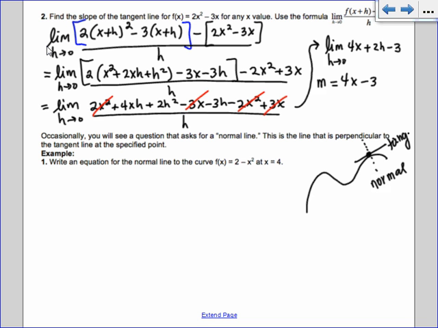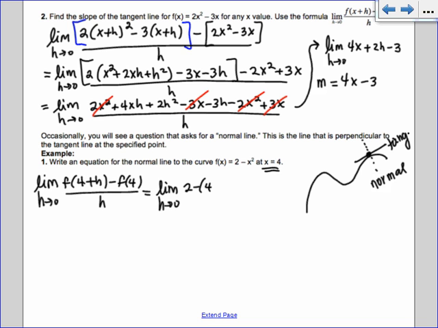So you're going to do the same process that you did to find the tangent line, and then you're just going to take that slope and do the opposite reciprocal. So we're going to do it again. So we have the limit as h goes to 0. We were given our x equals 4 this time, so we can do f of 4 plus h minus f of 4 all over h. So we have the limit as h goes to 0. We have 2 minus 4 plus h squared. So I'm going to put that in my brackets. That's the f of 4 plus h. Minus f of 4 is going to be 2 minus 4 squared.